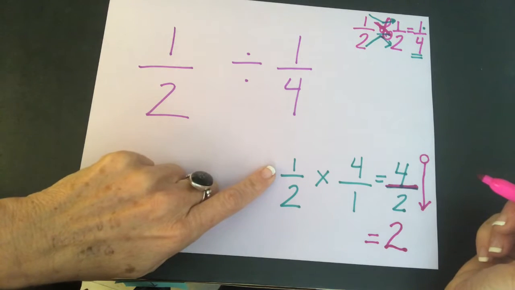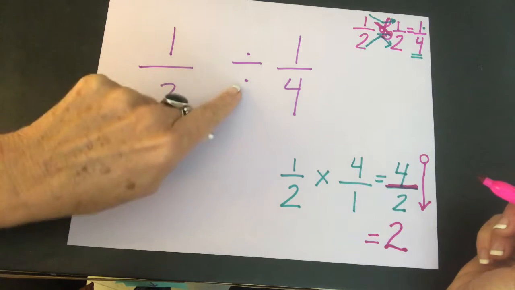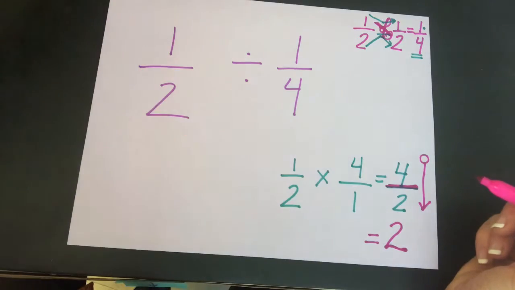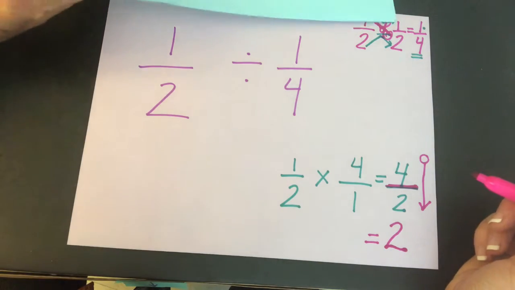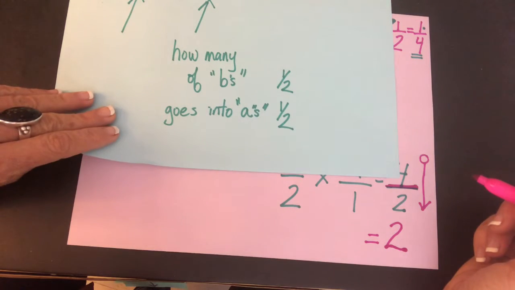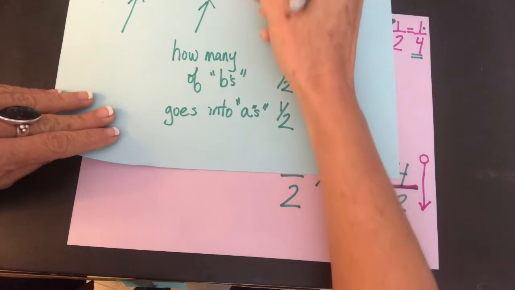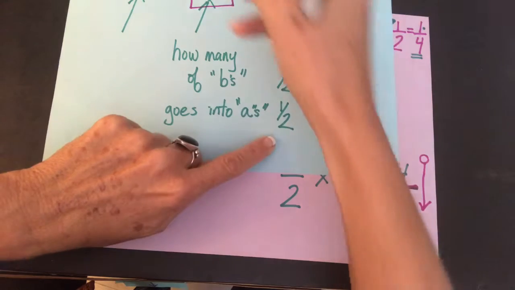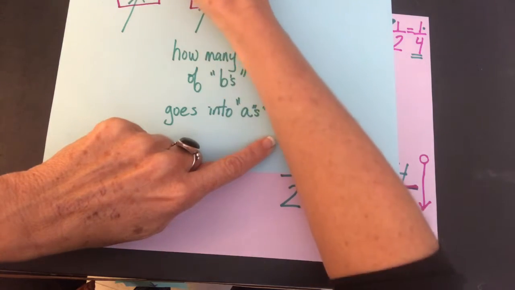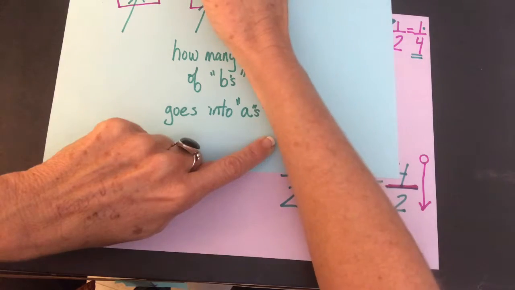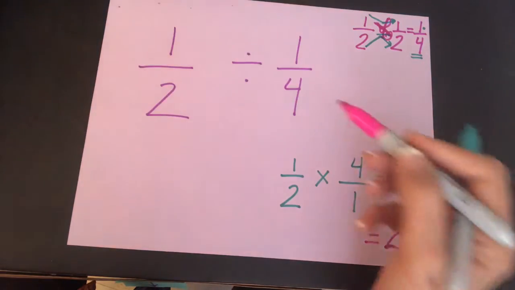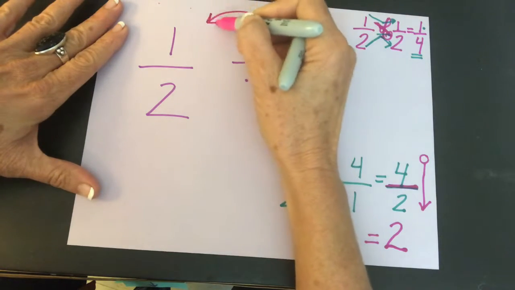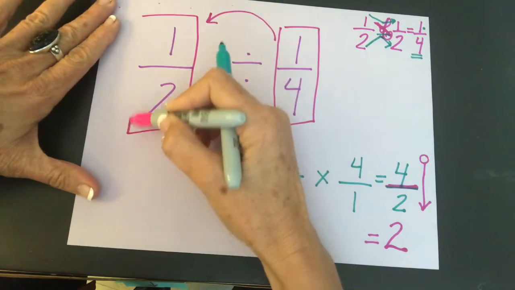So this is counterintuitive to me. Half divided by a 4th is this big number 2? Well, it's a little bit easier if you read it using this little guide. How many of the second one, B, goes into the A's? How many of these go into that? So, how many of these goes into this? That's really the question that we're asking.